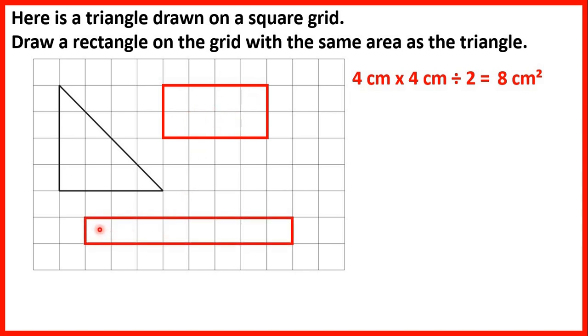Or we could draw a rectangle like this, with a width of 1 and a length of 8, because 1 times 8 is also 8, so we'll also have an area of 8 centimetres squared.